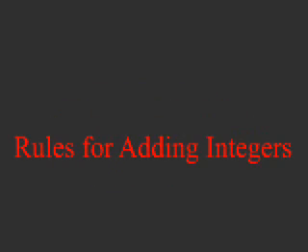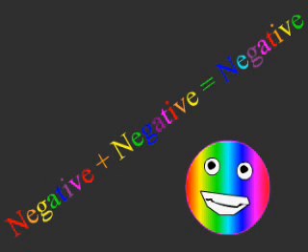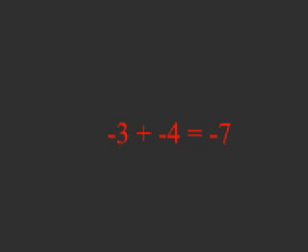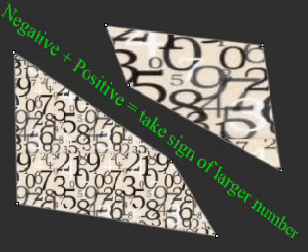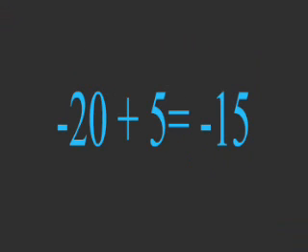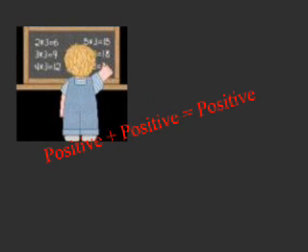Rules for adding integers. A negative plus a negative is a negative, and then you add them together. For example, -3 plus -4 is -7. When adding a negative integer and a positive integer, you take the sign of the larger number and then you subtract. For example, -20 plus +5 is -15. A positive plus a positive equals a positive.